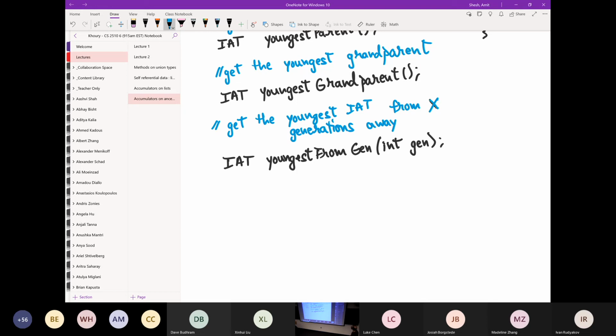Let's see. Luke, go ahead. Get the youngest IAT from X generations away as long as Gen is not 0. Okay, let's tackle that one. So if it is not 0, then what? You keep looking for the generation. If it's 0, you return that generation. You basically use Gen as a countdown. Okay, so if it is not 0, then what do I do? You would recur again. How exactly? That's the part I'm after.